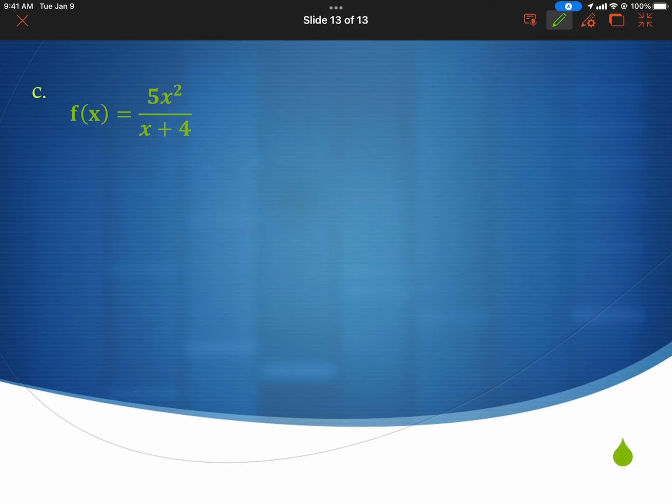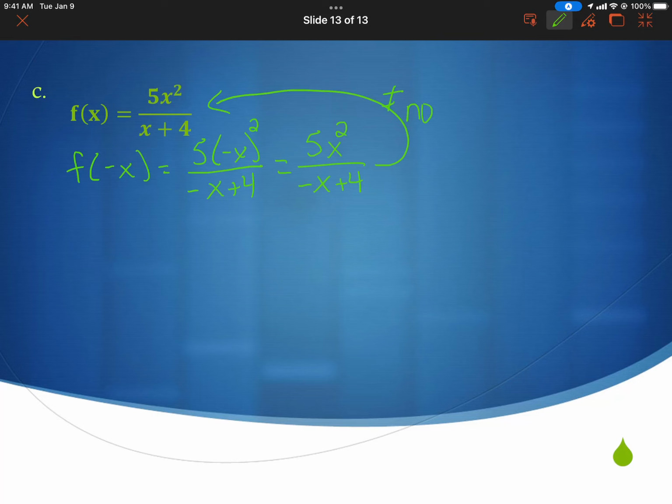One more example. f of x equals 5x squared over x plus 4. So again, we want to find f of negative x. So I would have 5 times negative x squared over negative x plus 4. Well, if I simplify this, if I square that negative, it becomes positive, so that gives me 5x squared on top. I can't do anything with that negative x on the bottom. So that simplified doesn't match this. They are not equal. So this is not true here, so it's not even.